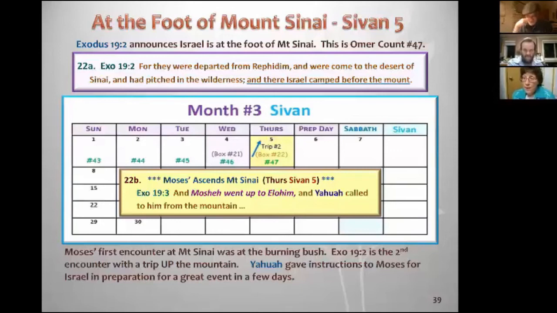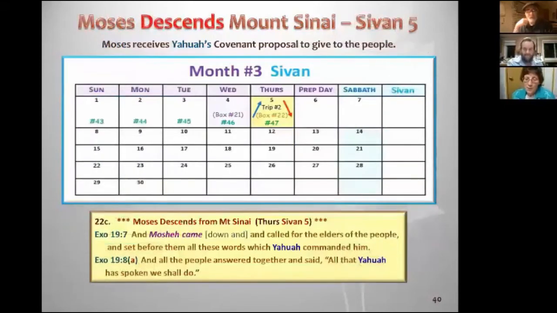But once Moses is up the mountain, he has to come back down the mountain. He gets Yahuwah's covenant proposal to give to the people, and that's what it says in verse 7. And Moshe came and called. He would have had to come down from the mountain. He came down and he called for the elders of the people, and he set before them all these words which Yahuwah had commanded him. And all the people answered together and said, all that Yahuwah has spoken we will do. So he went up the mountain. He got the assignment from Yahuwah. He comes back down the mountain, gives the words to the people. That happened on Thursday, the 5th of the month, day number 47 of the Omer count.